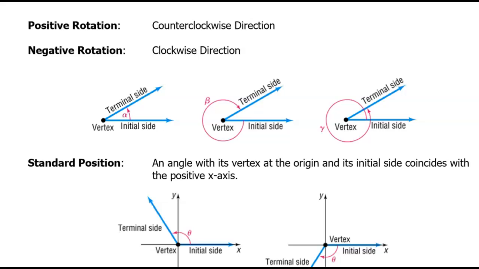Just really quickly, if we're starting from our initial side and going towards our terminal side, and we are going counterclockwise, this produces a positive angle. So this first little example drawn here for alpha will give us a positive angle. Versus the second example for beta, because we're going clockwise, we're going to have a negative angle.